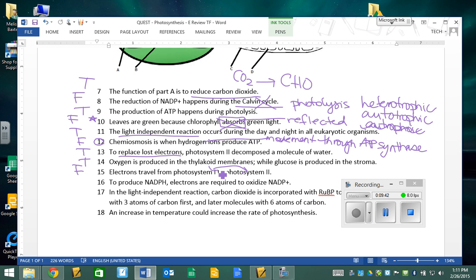Number 16 is almost true, except for one word. If I changed the word oxidize to reduce, it would be true. Reducing is when you gain things, oxidizing is when you lose things.